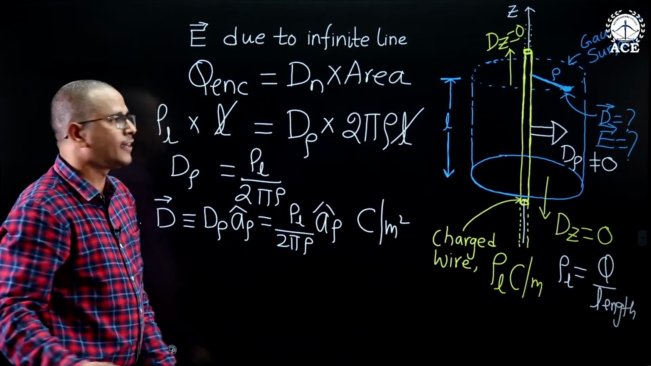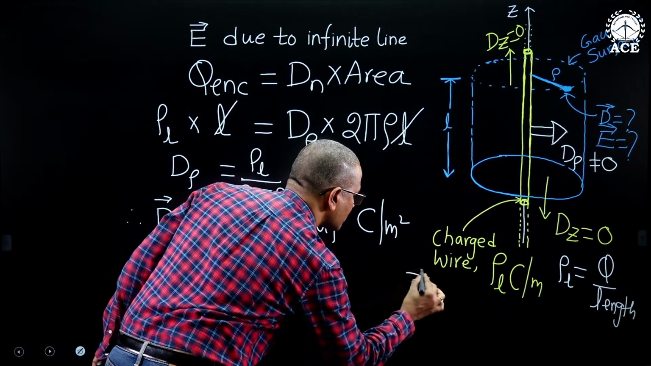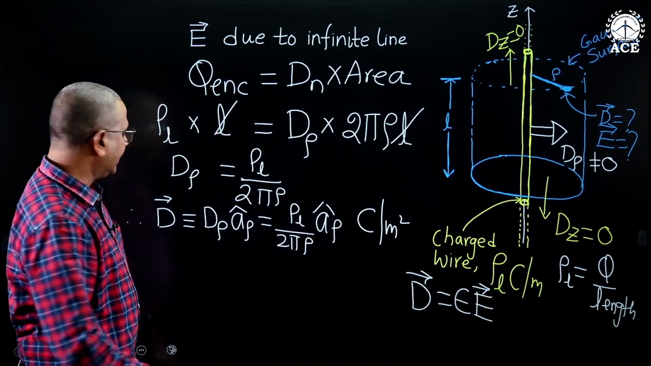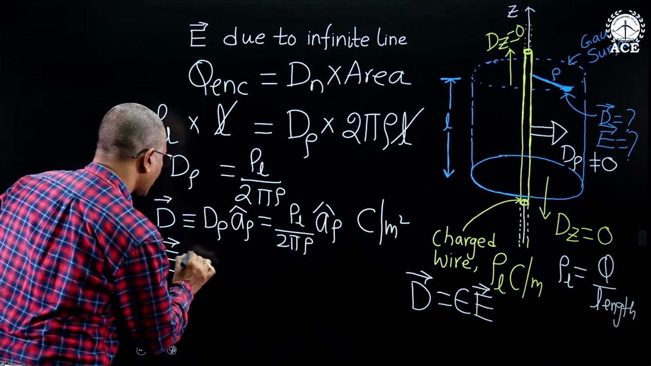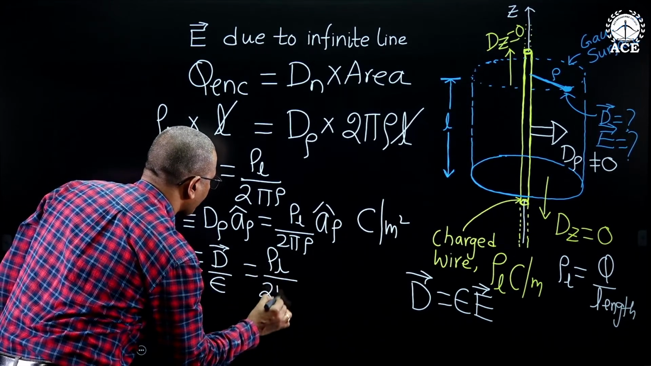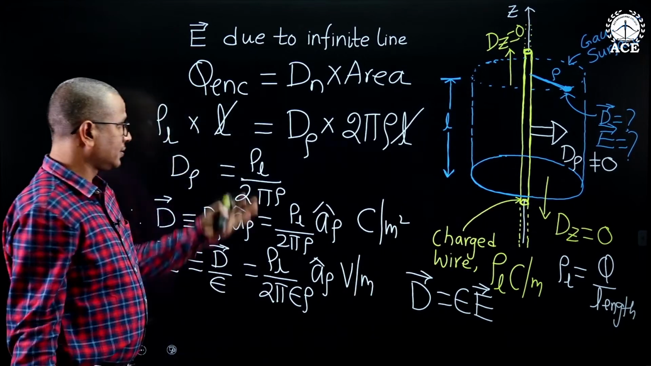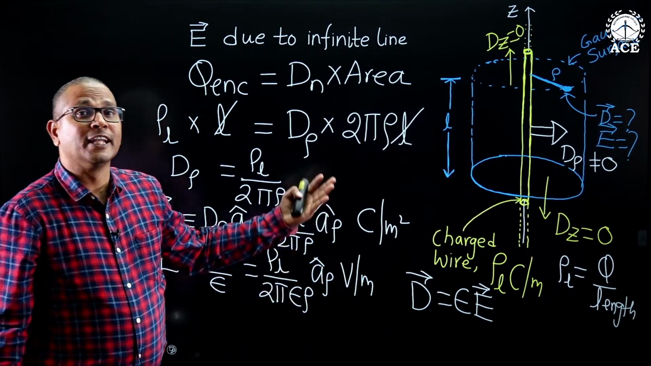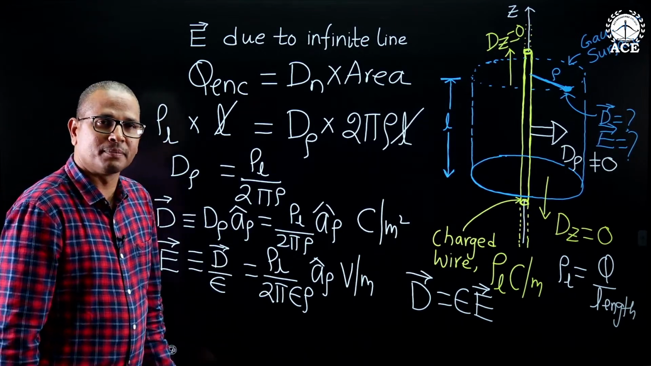Once we know this, how to find electric field? What is electric field intensity? The relation between electric field intensity and electric flux density: D bar equals epsilon E bar. Then I need E bar. E bar is D bar by epsilon. Then I can write D bar by epsilon is equal to rho L by 2 pi epsilon rho a rho cap, volt per meter. Look at this, within 3 lines we got this expression. But if you use the direct method using Coulomb's law, it may take minimum 2 pages to 3 pages. Yes, that is the beauty of the Gauss law mathematical model.